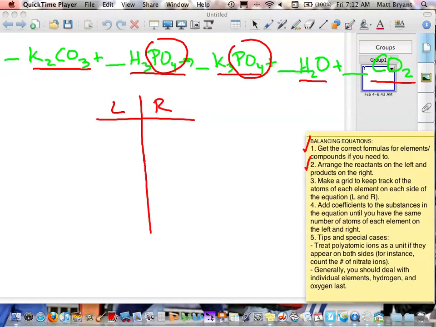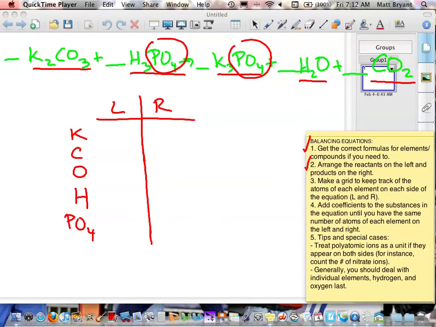So I'm going to go ahead and use that to my advantage and have one less thing to worry about. So, we have potassium, we have carbon, we have oxygen. Now keep in mind that's going to be the oxygen that's not a part of phosphate. We've got to count our PO4s separately. Then we have hydrogen, then we have our PO4, our phosphate. So, we're good to go. Now let's go ahead and make our initial count.